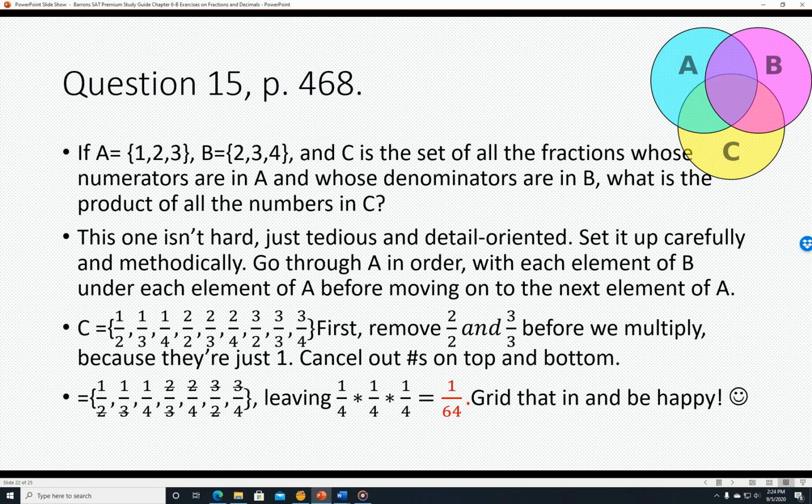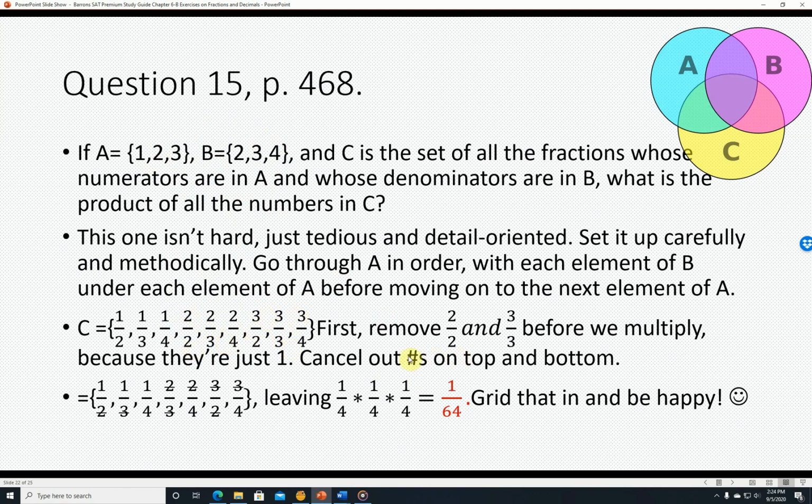So you want to go through a in order, 1, 2, 3, with each element of b under each element of a before moving on to the next element of a. So we go 1 over 2, 1 over 3, 1 over 4. Okay, then we start with 2: 2 over 2, 2 over 3, 2 over 4. Then we go 3 over 2, 3 over 3, 3 over 4. So first thing we're going to do is remove the 2 over 2 and the 3 over 3 before we multiply, because they're just 1, so they're not going to change the result.